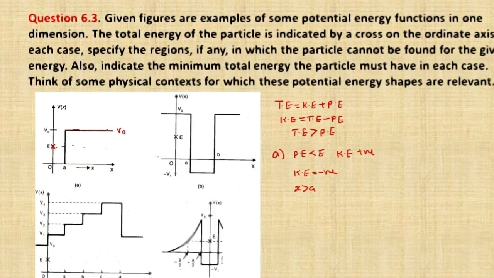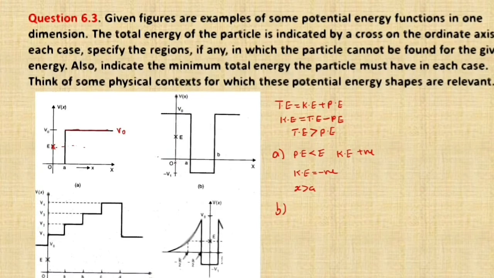One more point is to indicate the minimum total energy the particle must have in each case. So from O to A, the minimum total energy that the particle can have is equal to 0. So in between O to A, the minimum total energy it can possess is equal to what? 0. So that is what the first diagram is talking about. Now look at the second diagram here.